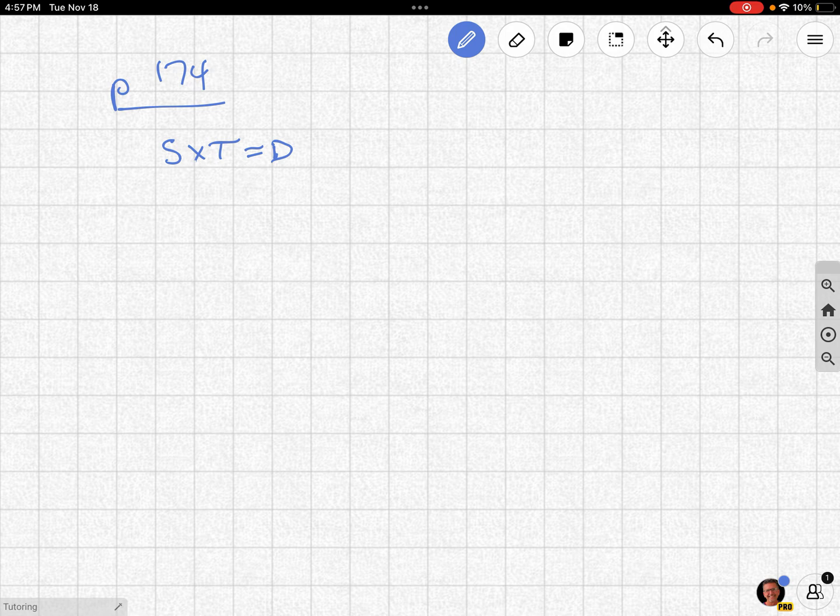Lucas ran around a field at a speed of 8 meters per second. So his speed that we plug in for the S is 8 meters per second. How long did he take to run a distance of 96 meters?